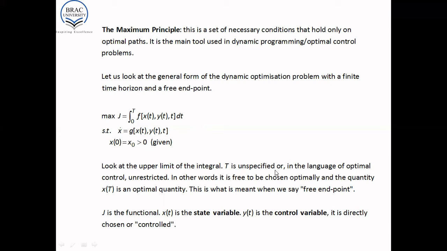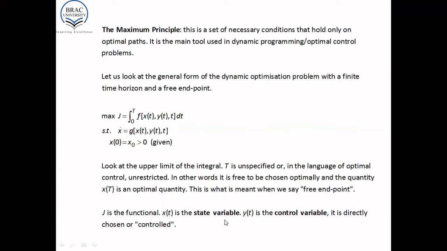So look at the upper limit of the integral. Capital T is unspecified, or in the language of optimal control, it is unrestricted. In other words, it is free to be chosen optimally, and the quantity x of T then becomes an optimal quantity. This is what is meant when we say free endpoint, and we shall encounter these terms again in other lectures. J is the functional, x of t is the state variable.